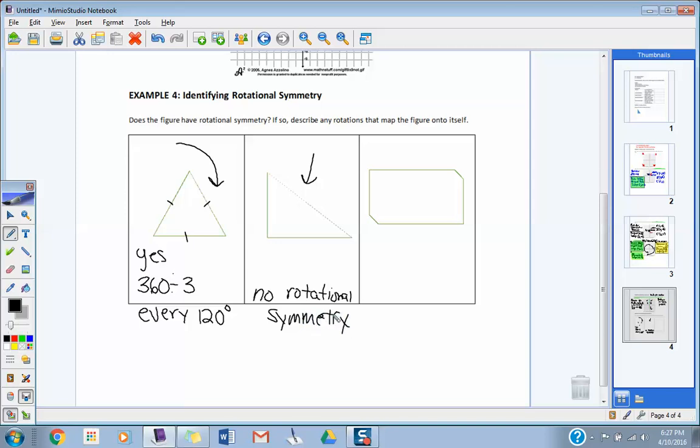And then this last one right here, if you would make half of a turn, basically the top is the bottom and the bottom is the top, it would fall on itself. And then when you get to the full turn, it's its second time it falls on itself. So in one whole turn, it falls on itself 2 times. So this does have rotational symmetry. 360 divided by 2 is 180. So we're going to say yes, every 180 degrees.